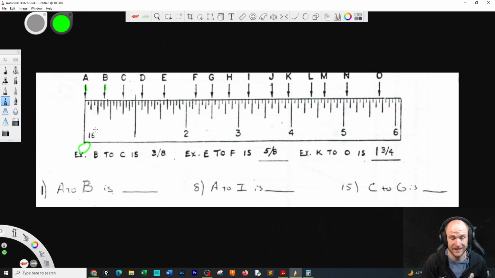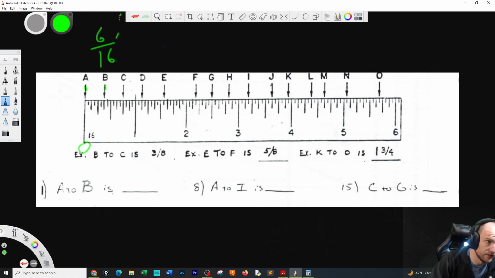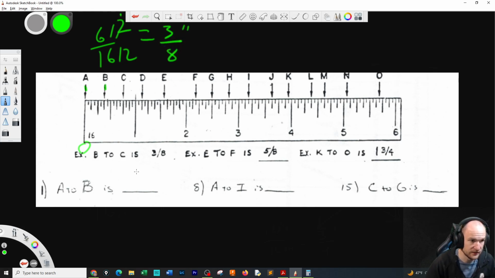So it's very much like the last sheet we did. So A to B is 1, 2, 3, 4, 5, 6. So it is 6 over, and then how many others: 6, 7, 8, 9, 10, 11, 12, 13, 14, 15, 16. So it's a 16th inch scale. So it's 6 over 16. That's no good as it is because they're both even numbers. So we must divide both of these by 2, and we wind up with 3 over 8. So number 1 is 3/8.